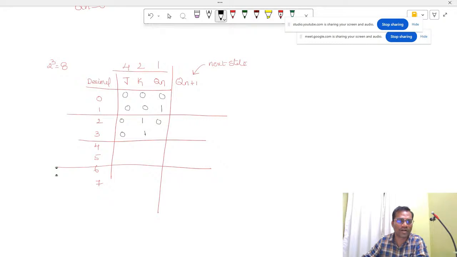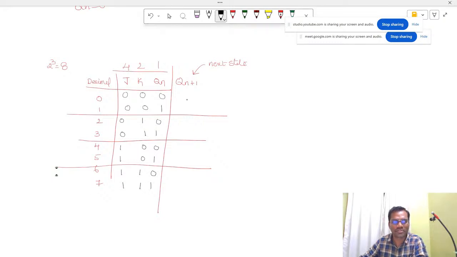0, 0, 1, 1, 1, 1. How to write down 4? 1, 0, 0, 0, 0. How to write down 5? 1, 0, 0, 1. How to write down 6? 1, 1, 0, 1, 0. How to write down 7? 1, 1, 1, 1, 1, 1.